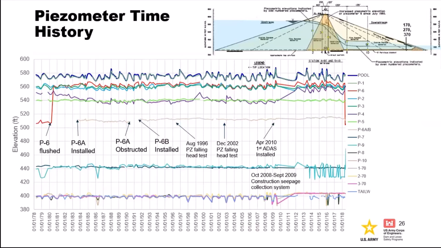The incident for P6, which I will highlight, is this instrument here, and you can see, whoop, it goes up and then starts to track with reservoir fluctuations. That flushing operation has been described as the operator placing his boot on top of the piezometer riser pipe and exclaiming, "Watch this." And he would shoot water out of the top of the instrument.